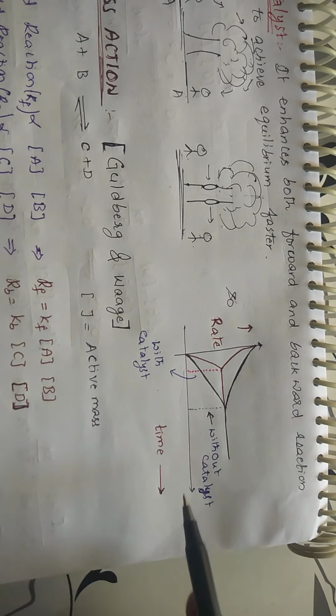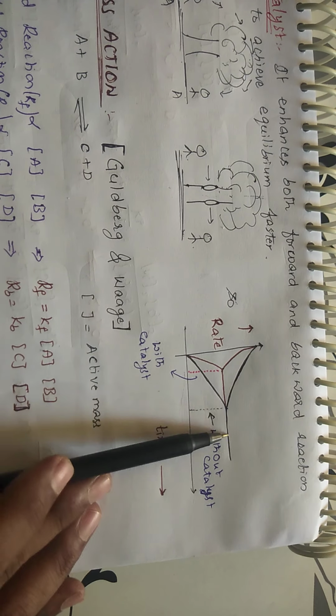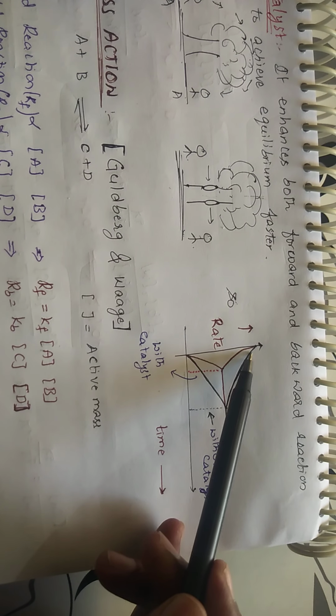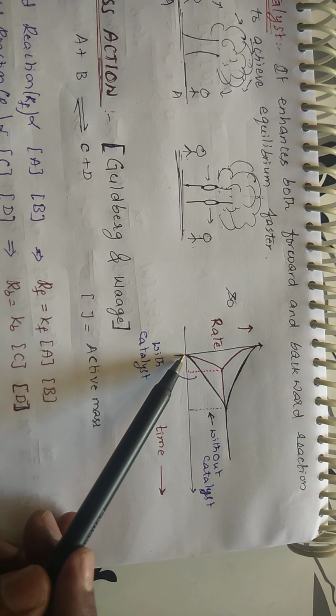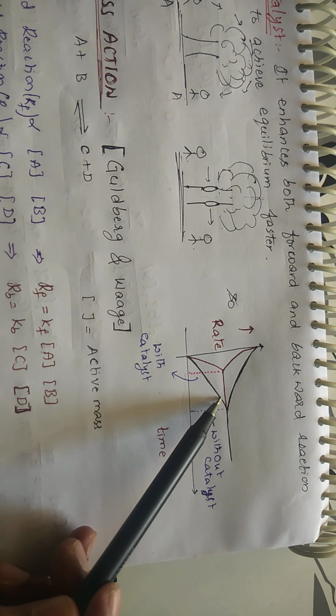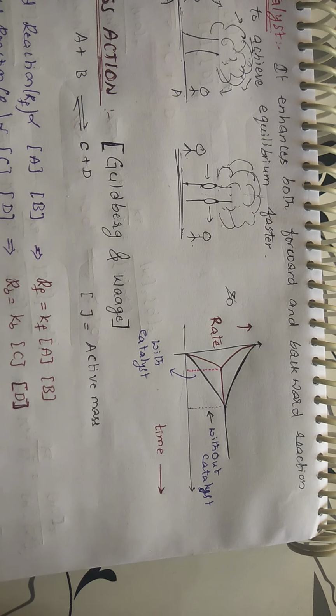I am plotting a graph of rate as well as time. This line, which I have represented with the black line, shows the concentration of the reactant going on decreasing. At one stage it becomes constant. The line for the product goes on increasing and then becomes constant. So you have attained what is called dynamic equilibrium.